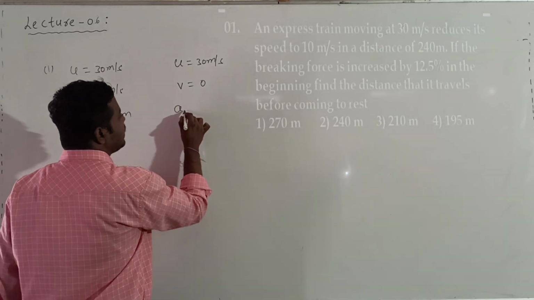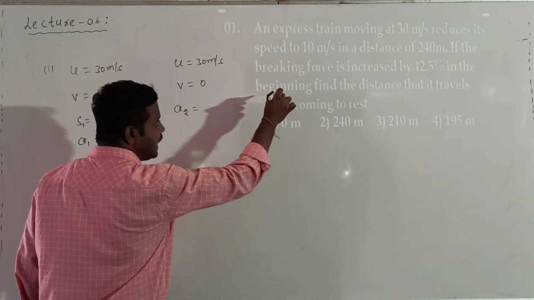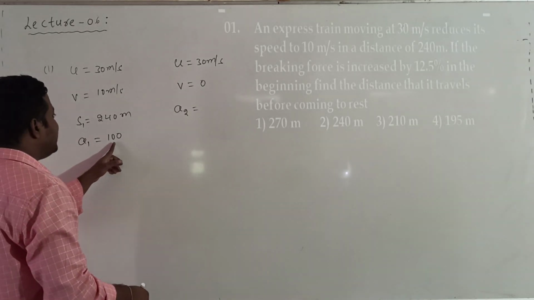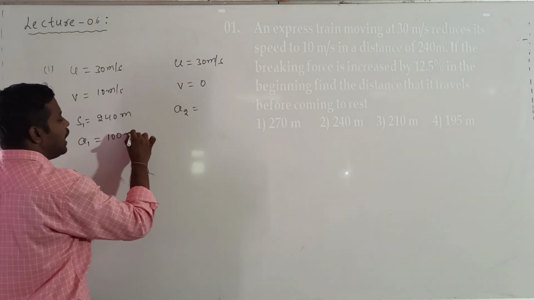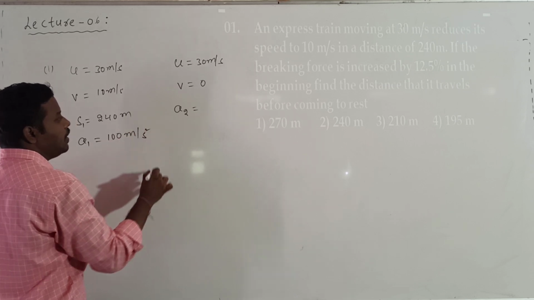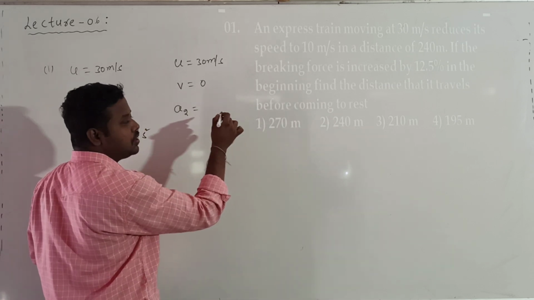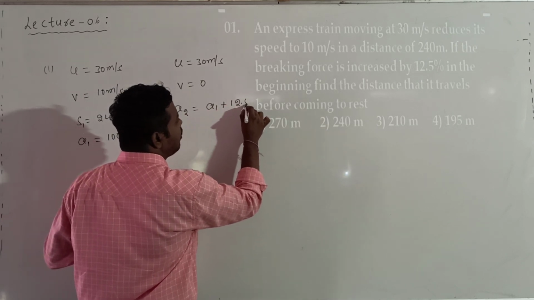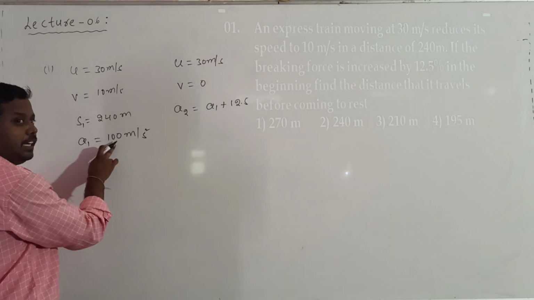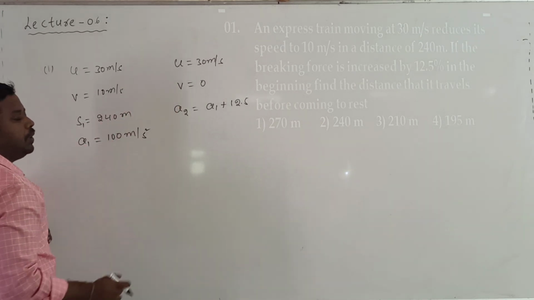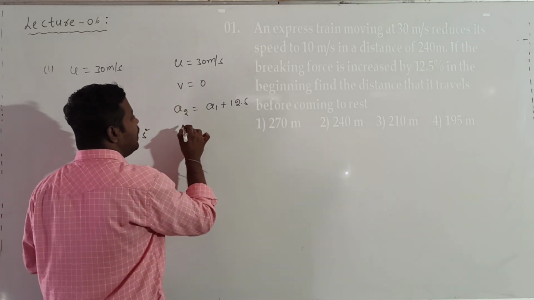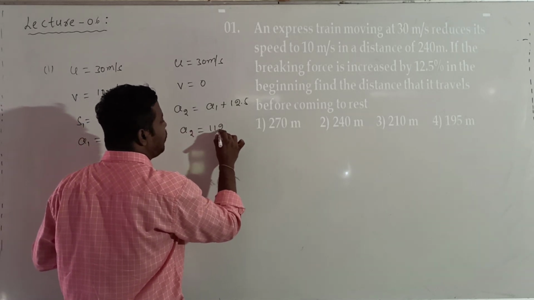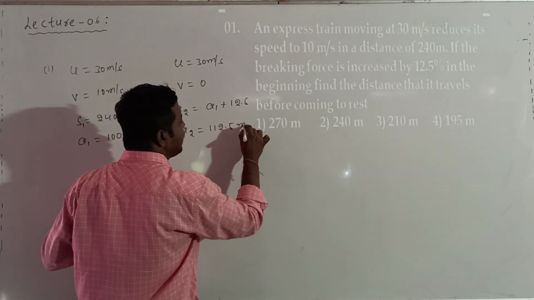So what about acceleration a2? Acceleration increases by how much percentage? 12.5%. Initially I took acceleration as 100 meters per second square. Now the final acceleration will become a2 is equal to a1 plus 12.5. So this is 100 plus 12.5. Then a2 value is equal to 112.5 meters per second square.